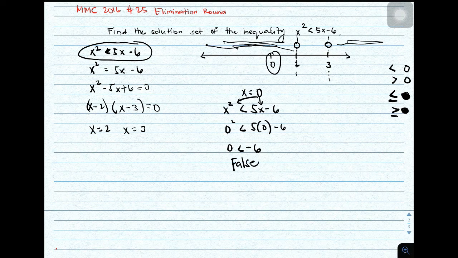Therefore, ang ating solution ay nasa gitna. Ito. Between 2 and 3. Ngayon, paano ngayon natin i-represent yung ating answer? There are two possible ways on how to represent your answer. First, yung inequality. You will represent this part of the line using inequality. Siya ay x is greater than 2 but less than 3. So, inequality yan. Paano kapag hininga naman kayo ng interval notation? Sa interval notation, it is simply parenthesis 2, 3.